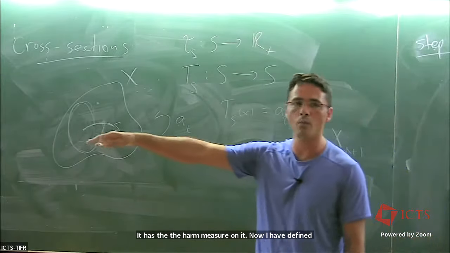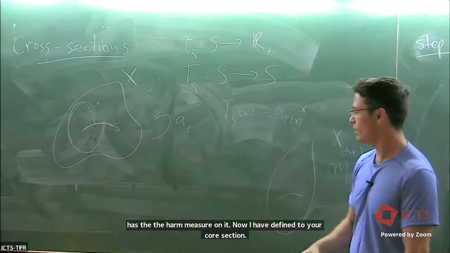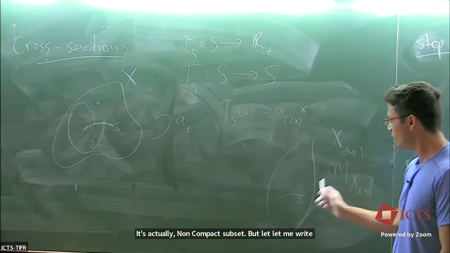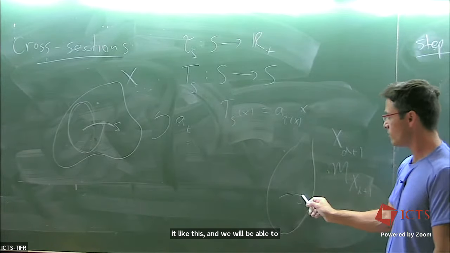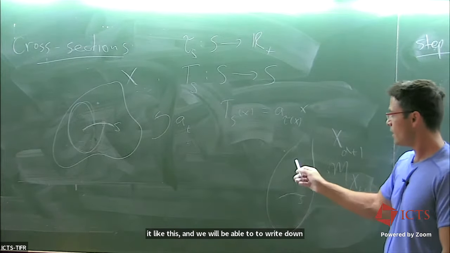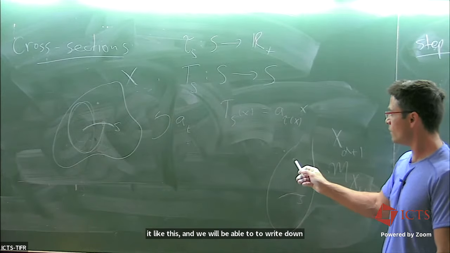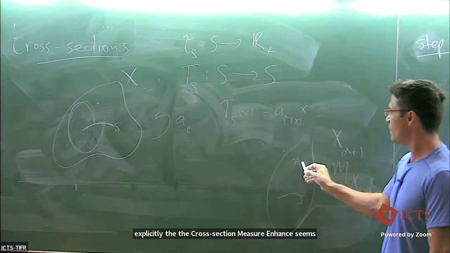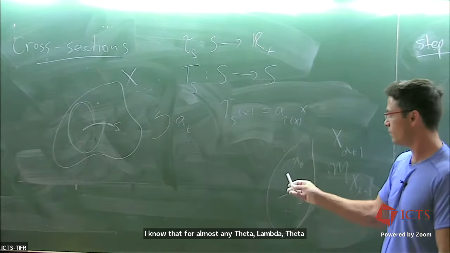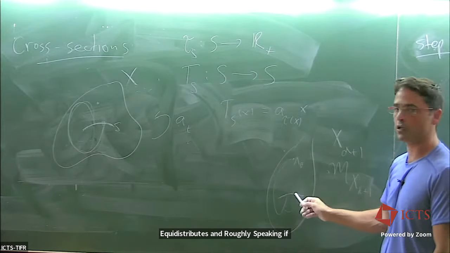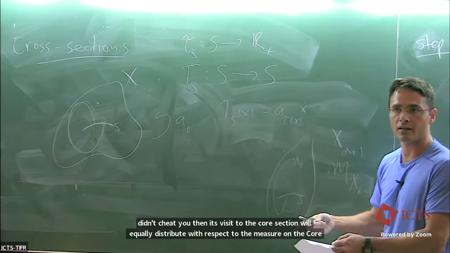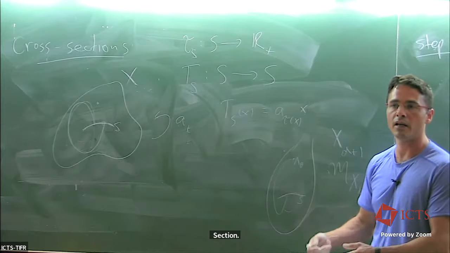It's actually a non-compact subset, but let me write it like this. And we will be able to write down explicitly the cross-section measure. And hence, since I know that for almost any theta, lambda theta equidistributes, and roughly speaking, if I didn't cheat you, then its visits to the cross-section will equidistribute with respect to the measure on the cross-section. So if I have a nice way to write this measure, I get a meaningful statement.